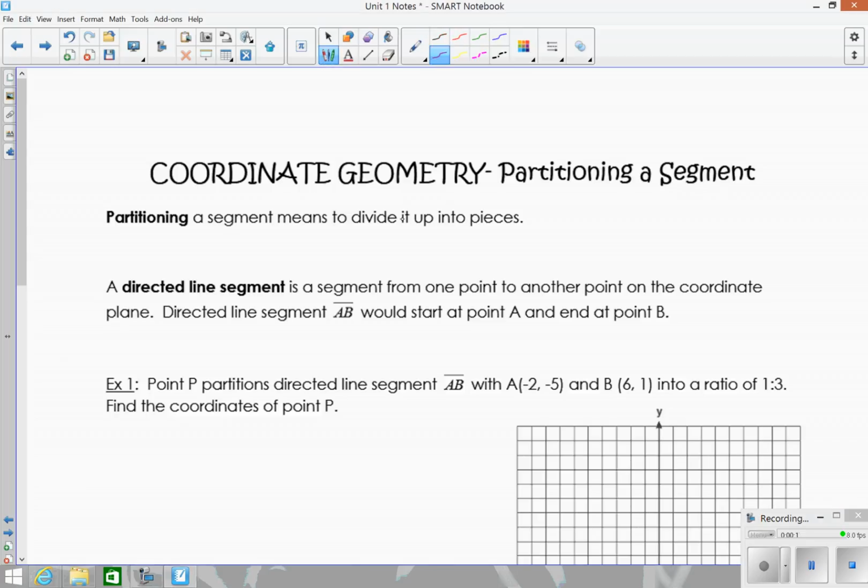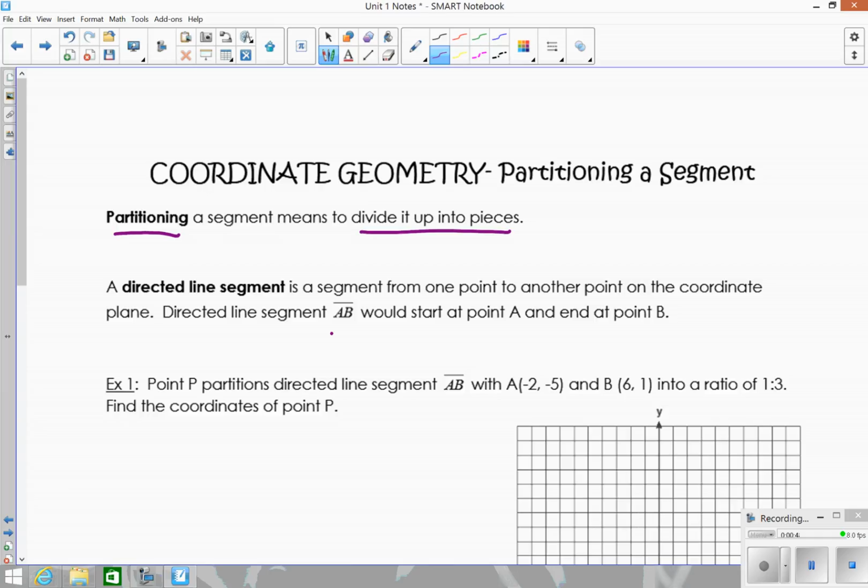The next thing that you have to know is what's called a directed line segment, and that's just a segment that's from one point to another point on the coordinate plane, and it's in a specific direction. For example, directed line segment AB starts at point A and it ends at point B. So the direction matters when we say a directed line segment. If I switch this and said BA, it would mean you're starting at B going to A. So that's going to be important for these problems.